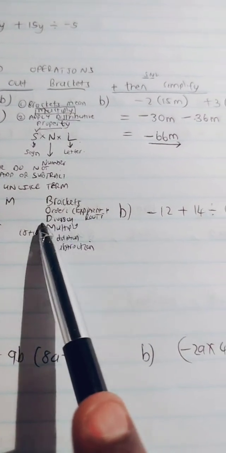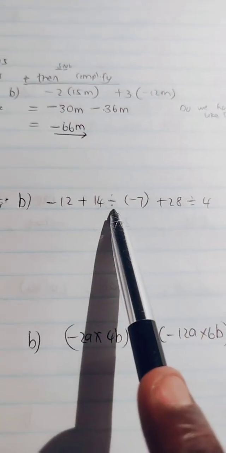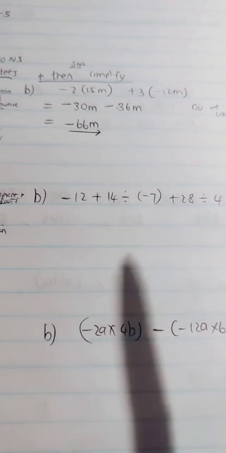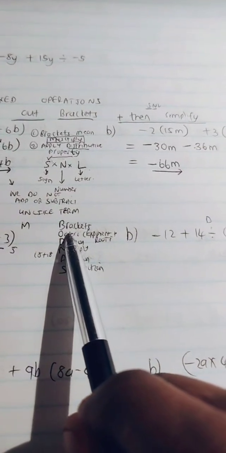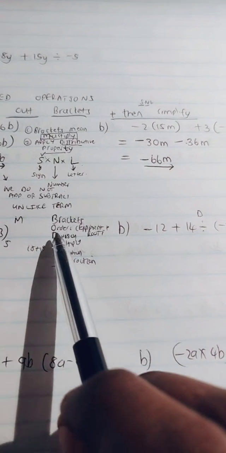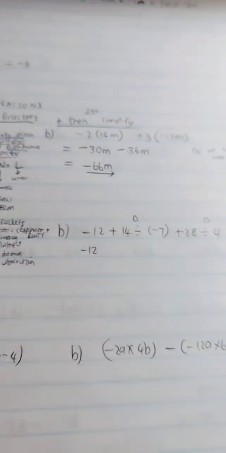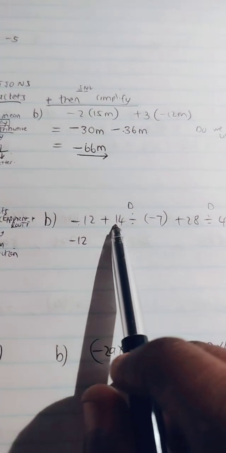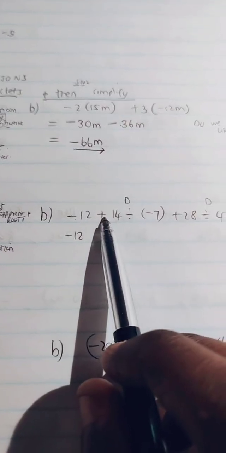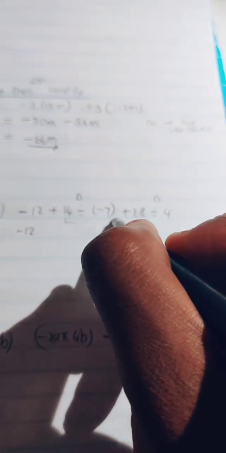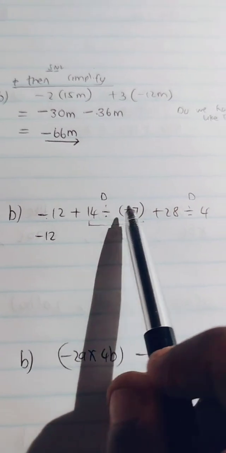I move on to division. So do I have division here? Yes, I do. There's division there and there's division here. So my focus is going to be starting with division, because according to BODMAS, no B, no O, D is there. So we start with D. This negative 12 you see here at the beginning, I'm going to write it down. Then I'm going to come here. This is a 14, it's positive. I'm going to divide it by negative 7. So this division is saying positive 14 divided by negative 7.